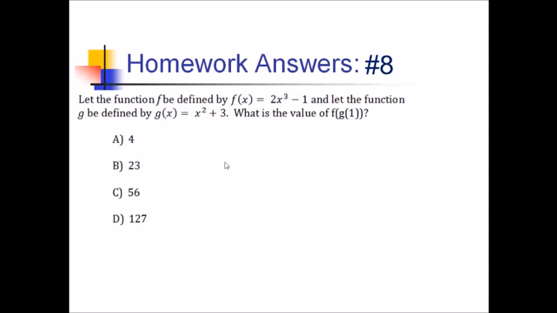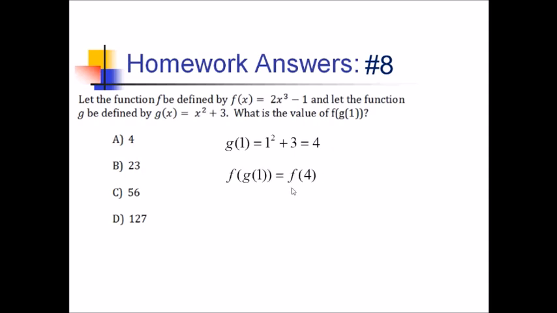For this problem, number 16, f is 2x cubed minus 1, and they're telling us the function g is x squared plus 3, and they want to know f of g of 1. This is just a straightforward composition problem. As always, we have to do the inner function first and then work our way out. So g of 1, that's just going to be 1 squared plus 3, which is 1 plus 3, which is 4. So if we're doing f of g of 1, what we're really doing is f of this output 4.